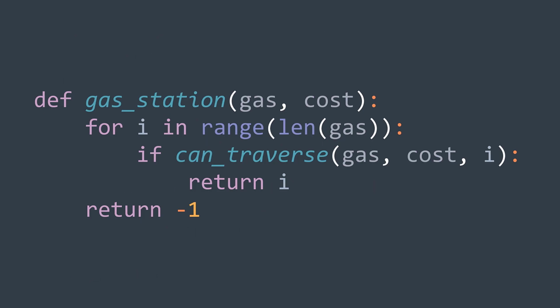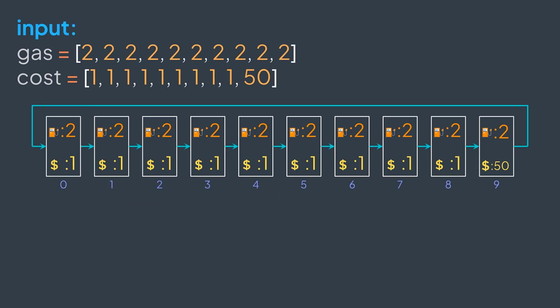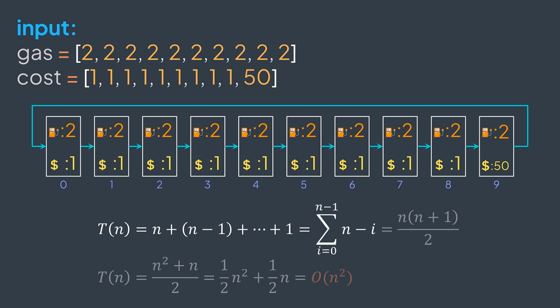For the time complexity, because the answer is unique, a possible worst case is this one. Because by starting from station 0, we traverse n stations before getting a negative amount. From station 1, we traverse n-1. From station 2, we traverse n-2, and so on. We get the sum n plus n-1 plus n-2 and so on until 1. After simplifying, we find that it's O of n squared. We get an O of n squared time complexity.